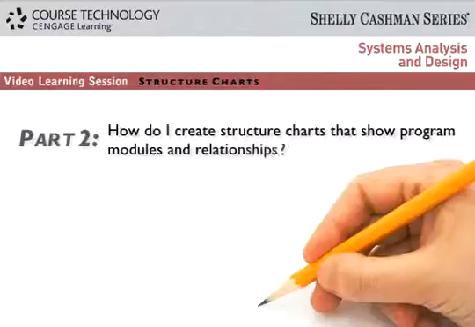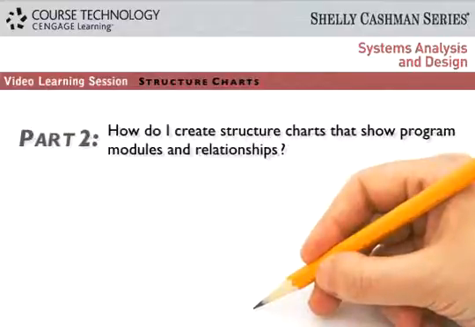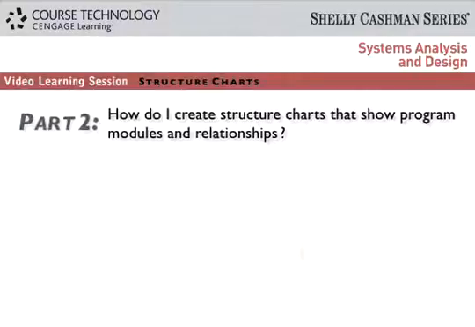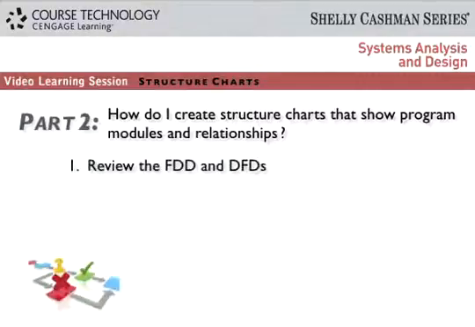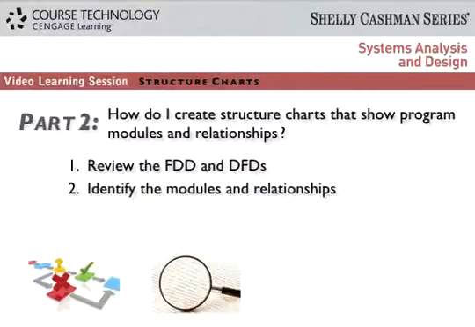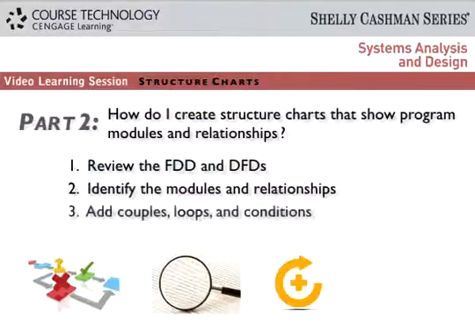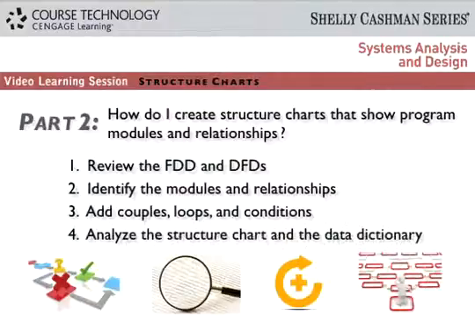In Part 2, you'll learn how to create structure charts that show program modules and relationships. You should start by reviewing the FDD and the DFDs. Then identify the program modules and relationships. Next, add couples, loops, and conditions. Finally, analyze the structure chart and the data dictionary to be sure everything has been included. Let's go over the steps one at a time.